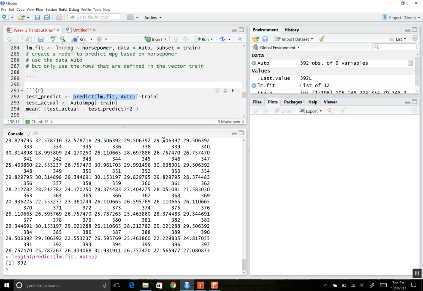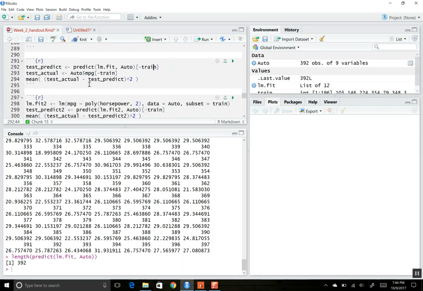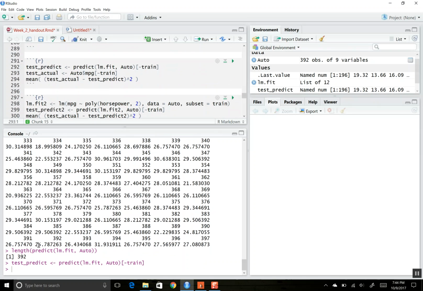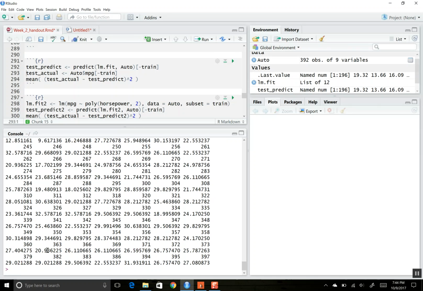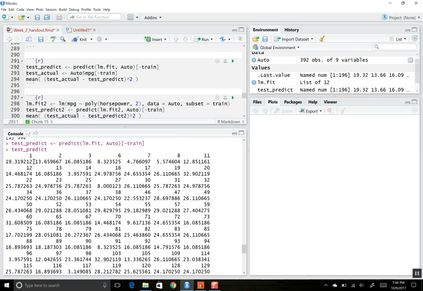And all we're doing is we're going to just say, get rid of the ones that were used in the training data set. Okay, so that's what this is. The bracket subset, we're subsetting minus train. Minus means I don't want the ones that were in the training data. Okay, and so I do that. So these are the predictions that I made for our test data case. Okay, so these are the predictions, test_predict.